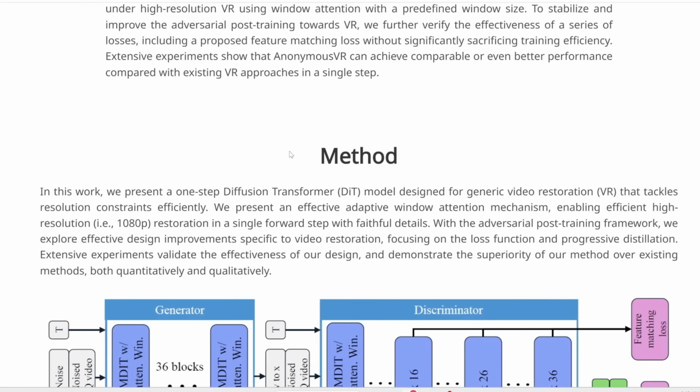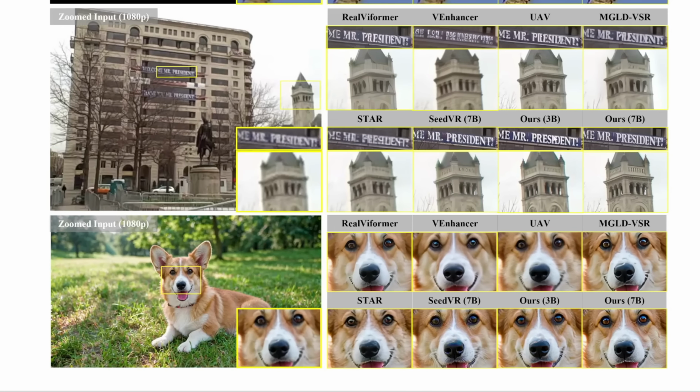By using this new model, it can restore 1080p videos in a single step, making it much faster and more efficient than other ways of doing it. Here are some comparison examples. As you can see, this new version performs much better. Look at how sharp and detailed the result is.